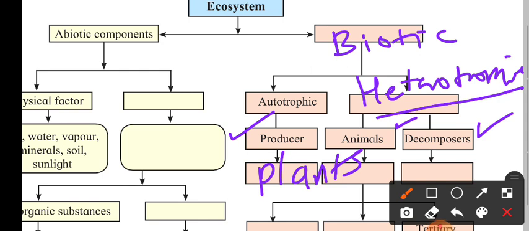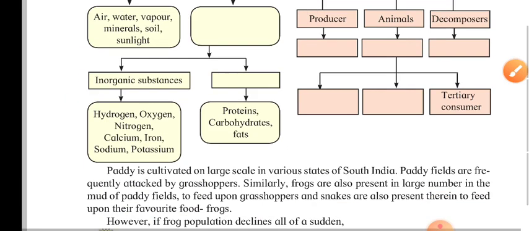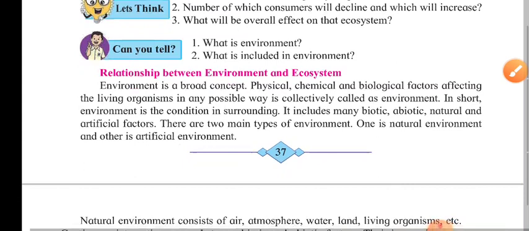Next, on the other side, the heterotrophs are further classified as decomposers. Decomposition of dead bodies of living organisms is required, and that work is done by the microorganisms, which come under the category of decomposers. So this is complete about the ecosystem, and further, the relationship between the environment and the ecosystem is very important.